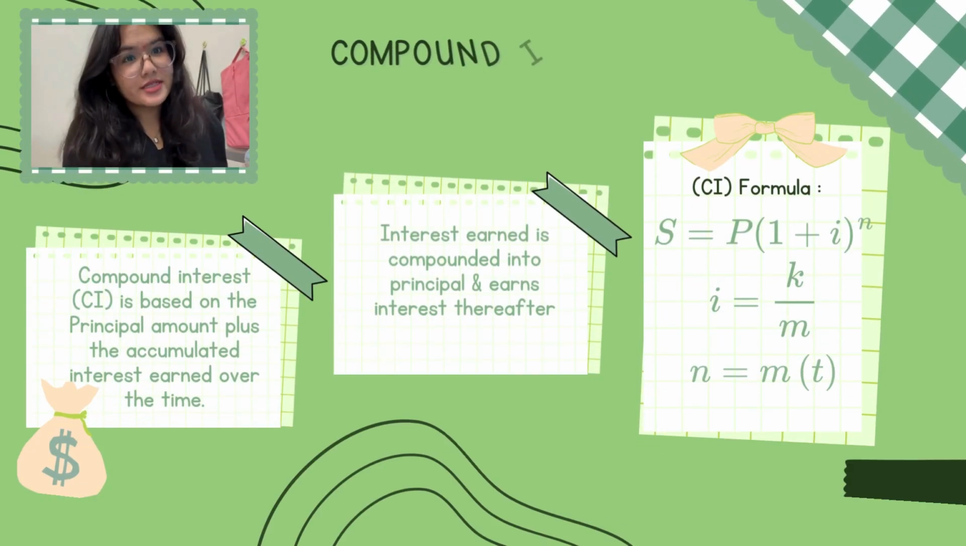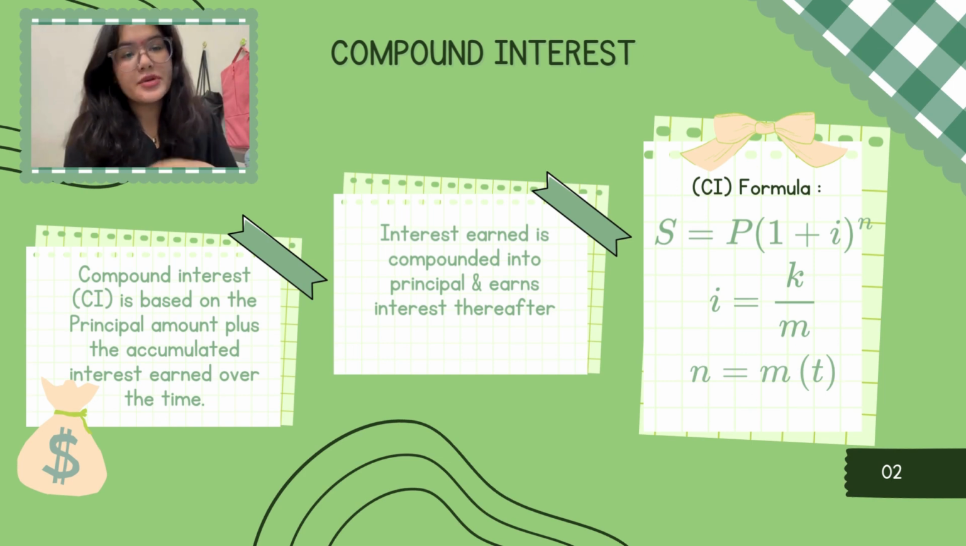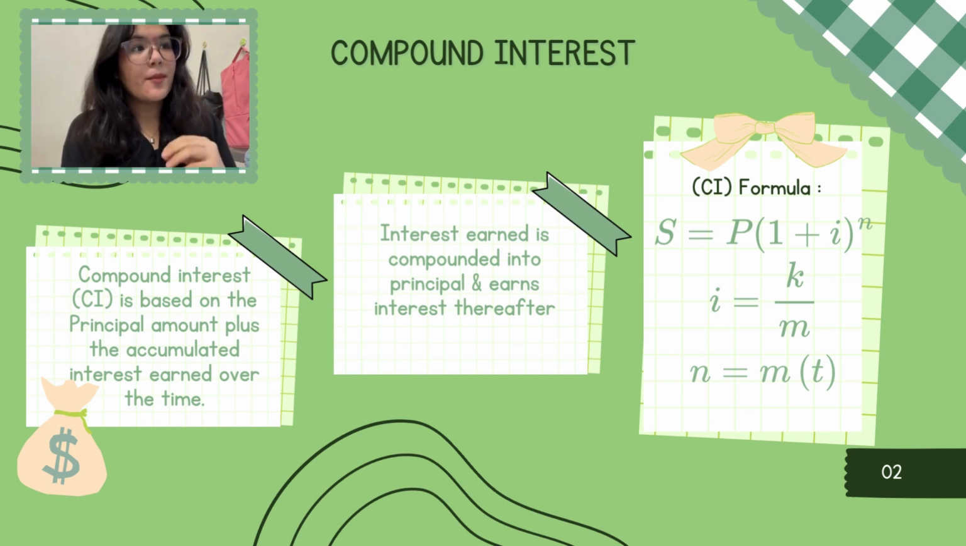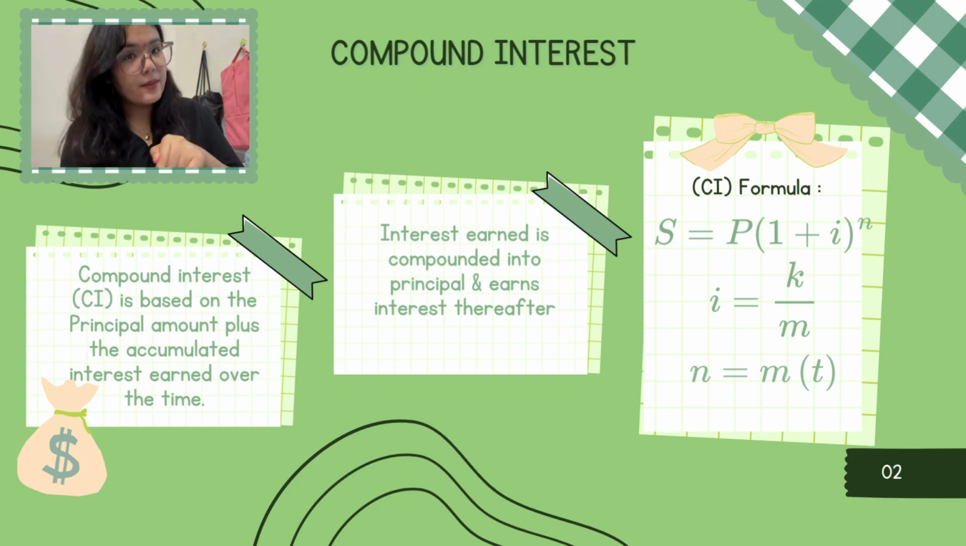What is compound interest? Compound interest is based on the principal amount plus the accumulated interest earned over time. Interest earned is compounded into principal and earns interest thereafter. What is the formula for compound interest? The formula for compound interest is S equals P(1 + I)^N. How to find I? I equals K divided by M, and N equals M multiplied by T.